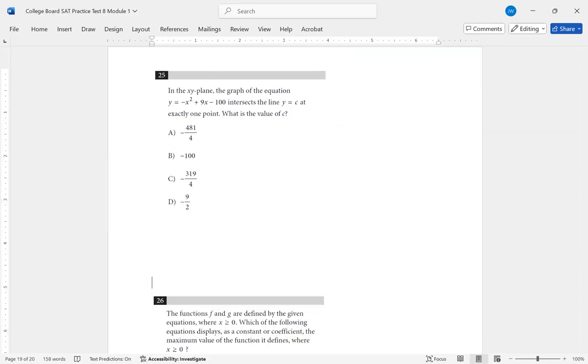Question 25. In the xy plane, the graph of equation y equals negative x squared plus 9x minus 100 intersects the line y equals c at exactly 1 point. What is the value of c? Once again, we have a parabola, a quadratic equation, which has the graph of a parabola. And because the coefficient of x squared is negative, we know that this parabola points down.